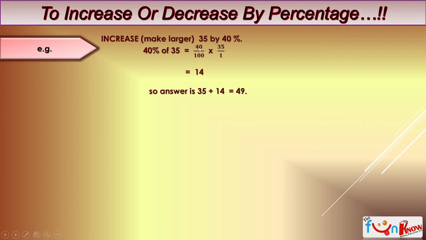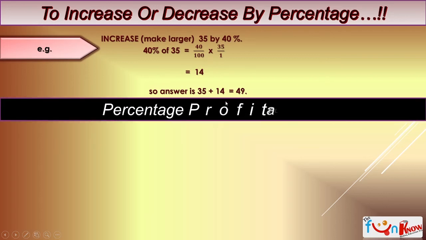So what will be the answer? 0 and 0 are cancelled, so 4 upon 10. You can further cancel 4 to 2 and 10 to 5. So 2 by 5 into 35. This is how you can get 14. So you got 14 over here. So the answer is 35 plus 14, that is 49. Why have you taken 35 plus 14, that is 49? Because you have to make the number larger, to increase.